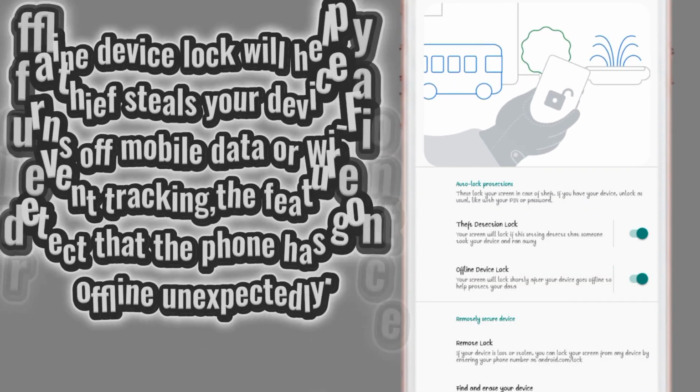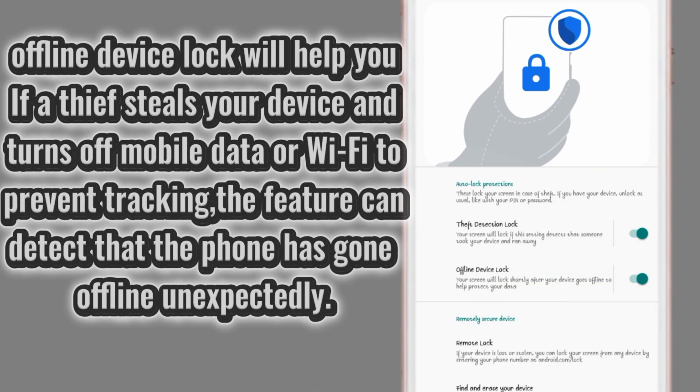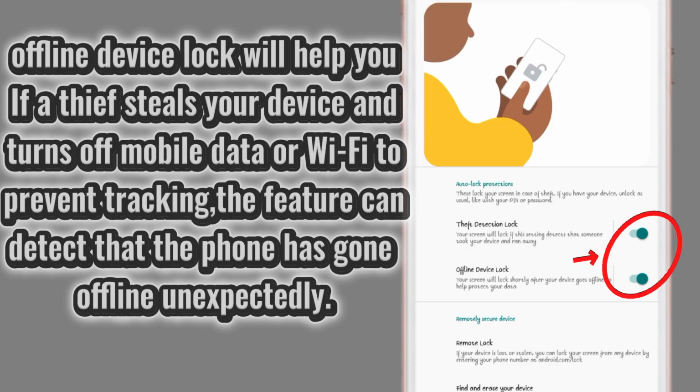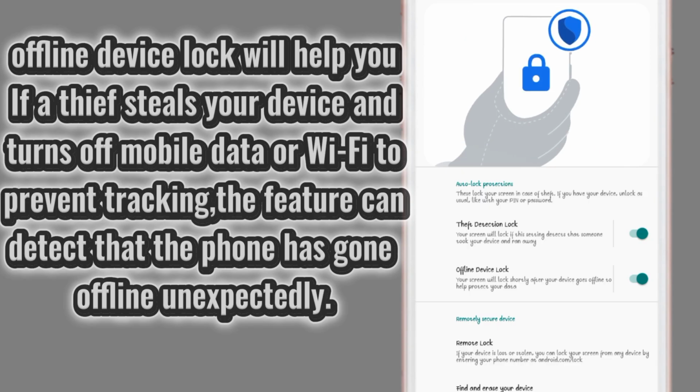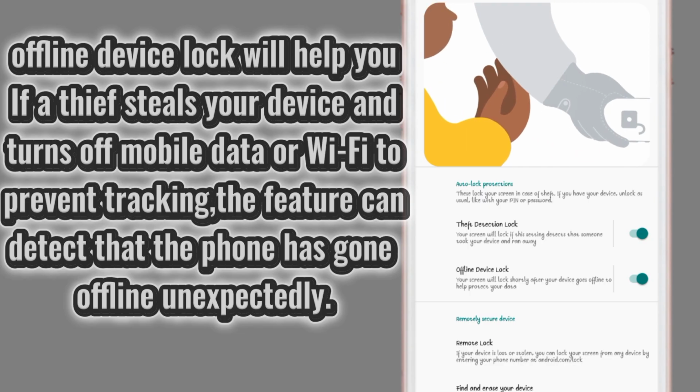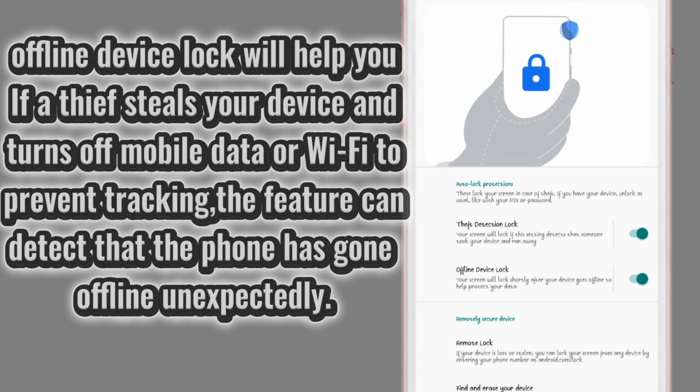Now here you will be shown how it works, and you will need to turn on Theft Detection Lock here and Offline Device Lock. Offline Device Lock will help you if a thief steals your device and turns off mobile data or Wi-Fi to prevent tracking. The feature can detect that the phone has gone offline unexpectedly.